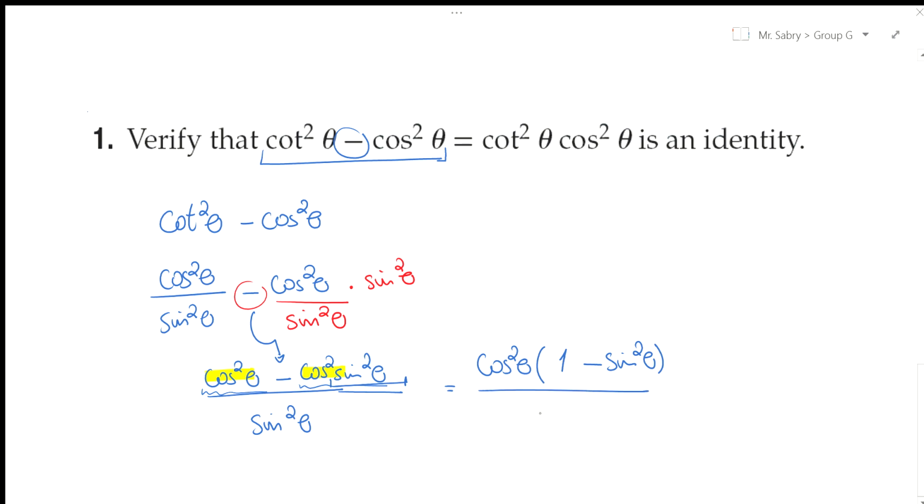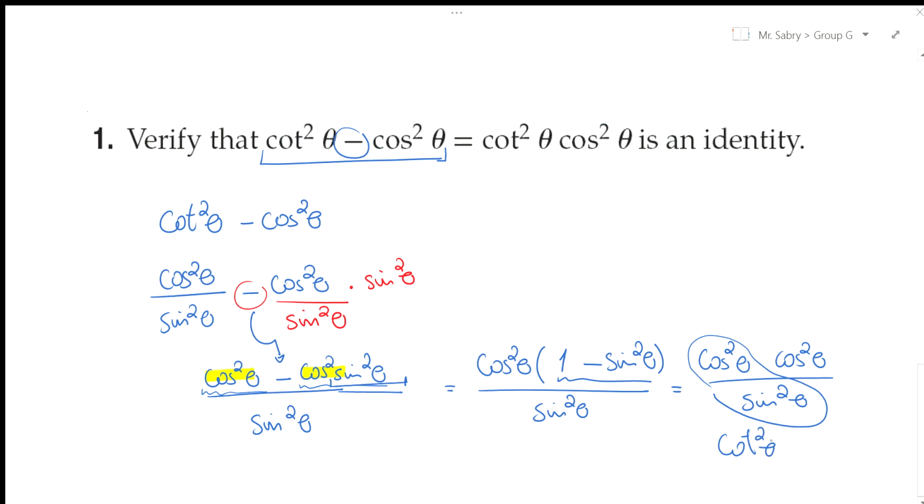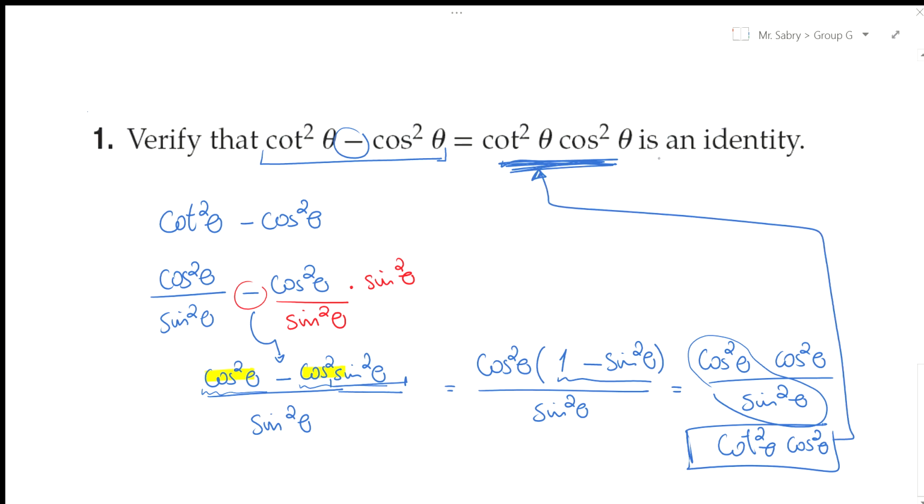And still all of this is divided by sine squared theta. Based on the identities, 1 minus sine squared theta is equal to cosine squared theta. So I'll just write instead of that the cosine squared theta, and again all of this is divided by sine squared. Now cosine over sine is equal to cotan squared theta, and the cosine will be left next to it. Now this is exactly the same as this side over here, so we just proved that these two are equal. We just proved that this is an identity.